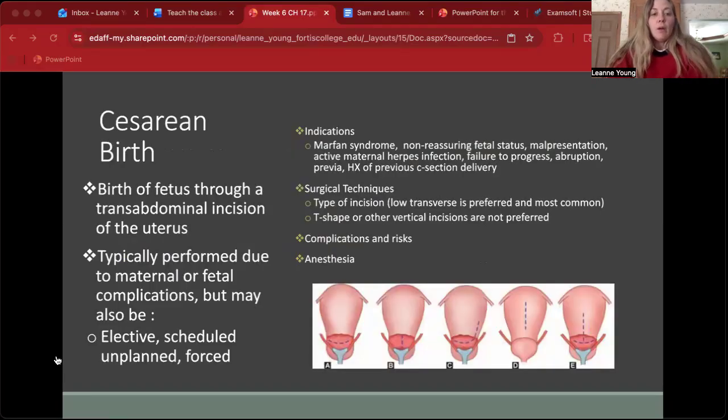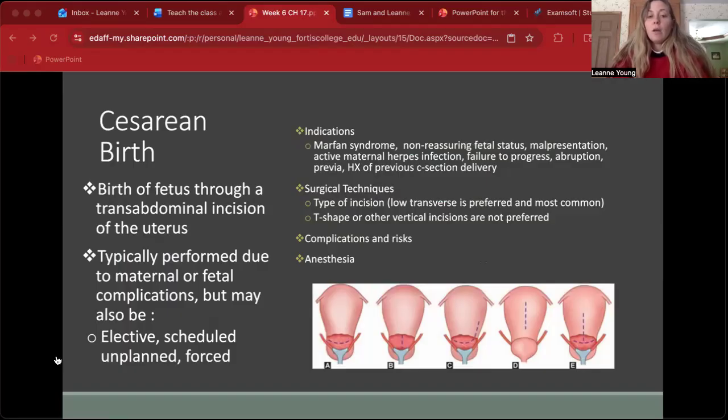All right, let's move on here. We're going to talk about C-sections. Cesarean birth is the birth of a fetus through a transabdominal incision of the uterus. It's typically performed due to maternal or fetal complications, but it also may be elective, scheduled, unplanned, forced, which we'll talk about, okay? Indications for a C-section: Marfan syndrome, non-reassuring fetal status, malpresentation, breech presentation is one of the main reasons we do C-sections, okay? Active maternal herpes infection, failure to progress, abruption, placenta previa, history of a previous C-section are all reasons to have one, okay?